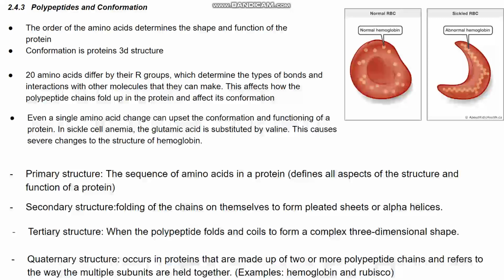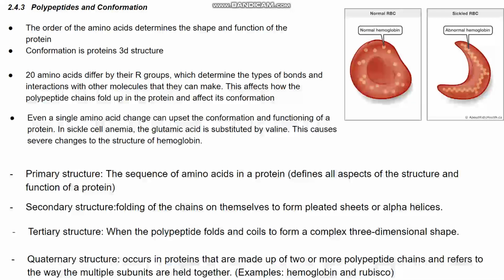Primary structure is the sequence of amino acids in a protein, which defines all aspects of the structure and function of a protein. Secondary structure is the folding of the chains on themselves to form pleated sheets or alpha helices.